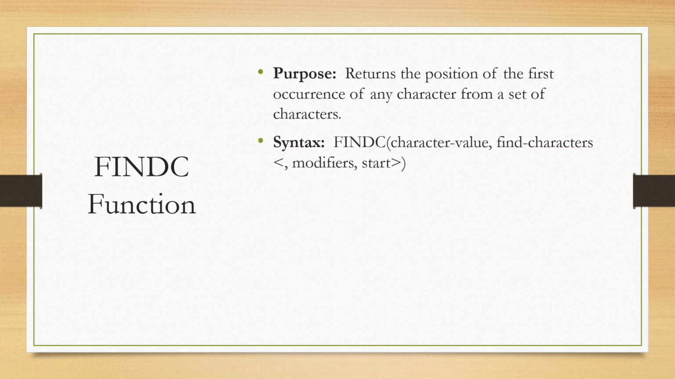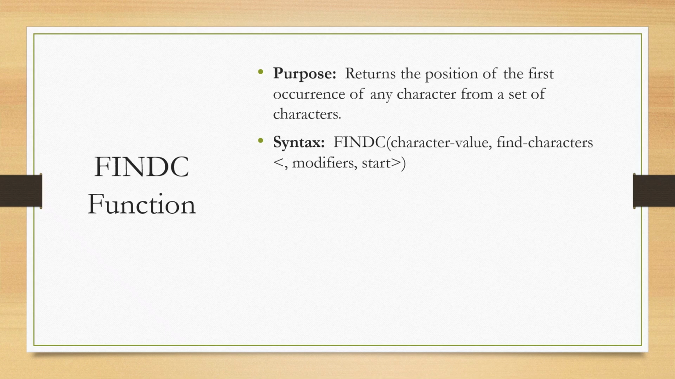The syntax of this function is that after FINDC in brackets, you have a character value. The second is the find character list. Then the two optional arguments, which are the modifiers and the starting position. Find characters is the list of one or more characters that you want to search for. The function returns the first position in the character value that contains one of the find characters. If none of the characters are found, the function returns a 0.